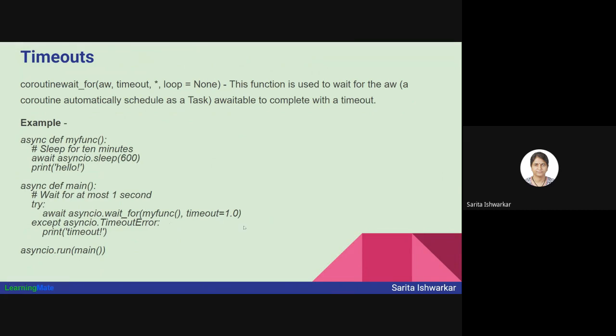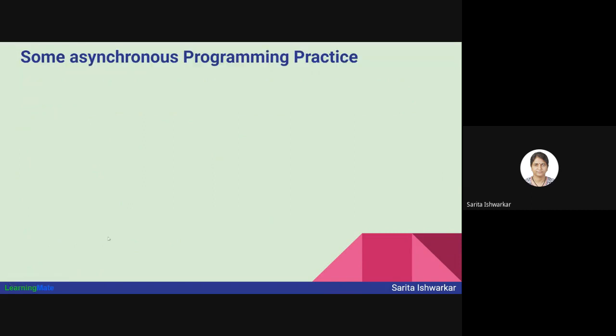Here is timeout, if you want to time out your function. This function is used to wait for a particular coroutine for a specific time. If that time is crossed, then it will throw a timeout error, and you can print the timeout statement here.